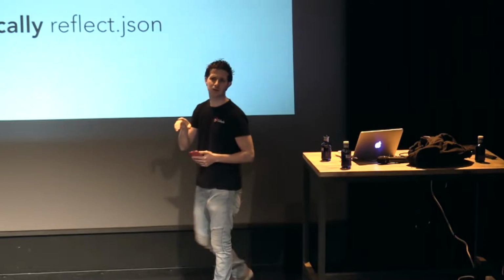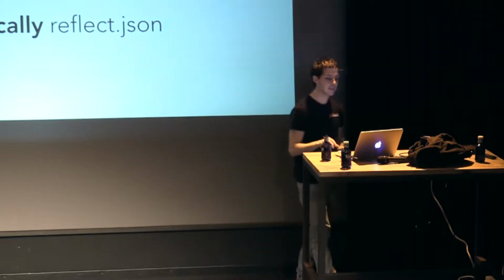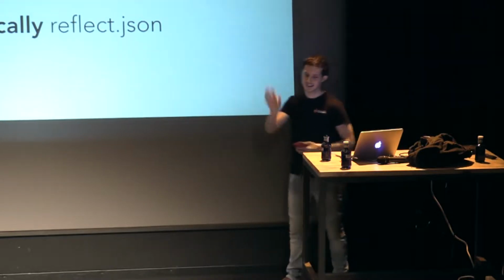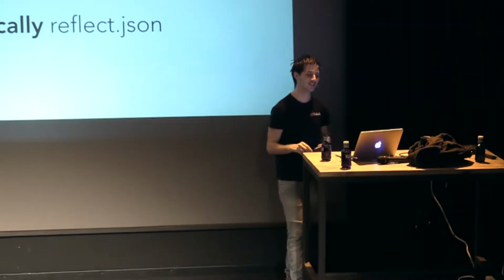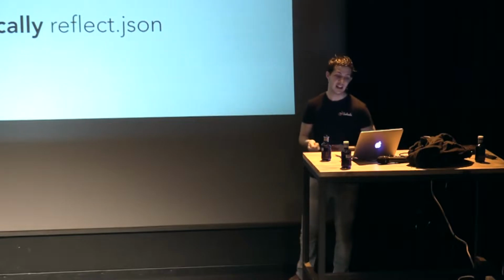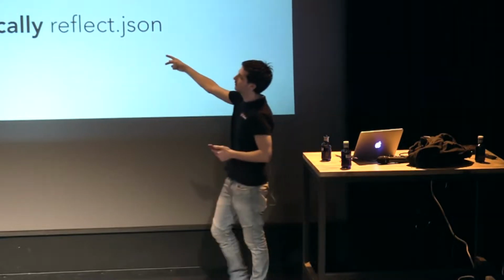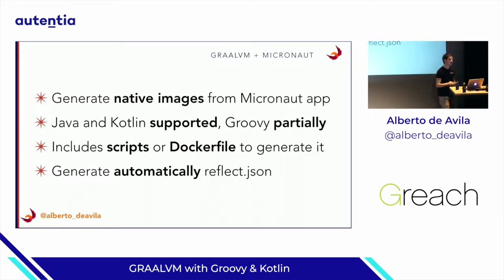I don't know if it's correct, Ivan? Yes? Okay. But this is the release candidate. In the current version, I think it included two options. And as I said before, it can generate the reflect.json automatically.